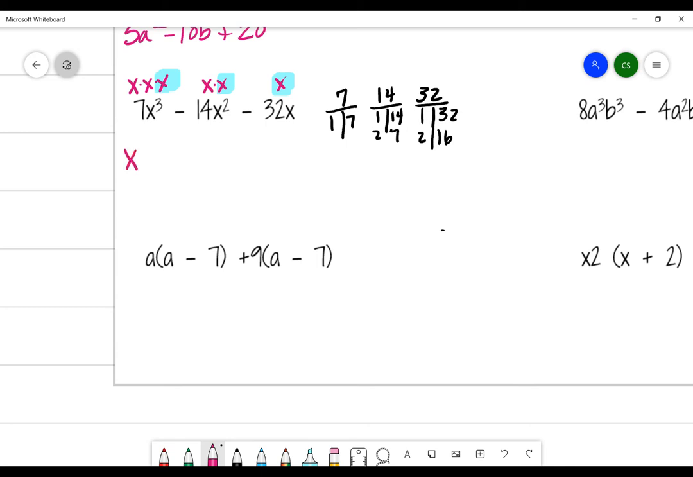When I pull out that 1 x, what does it leave behind? So from 7x cubed, if I pull out 1 x, then that means it leaves 2. From negative 14x squared, if I pull out 1 x, that means it only leaves 1. From negative 32x, if I pull out an x, it only leaves a negative 32.